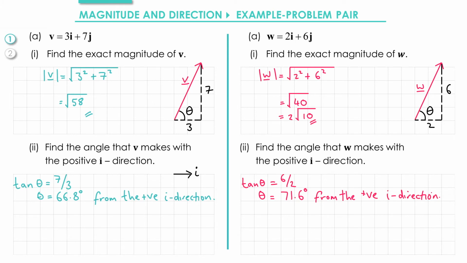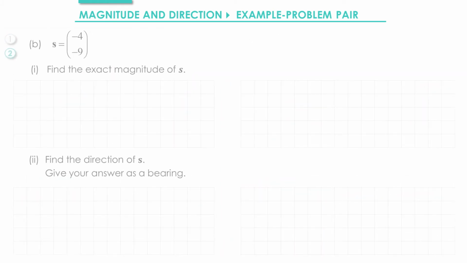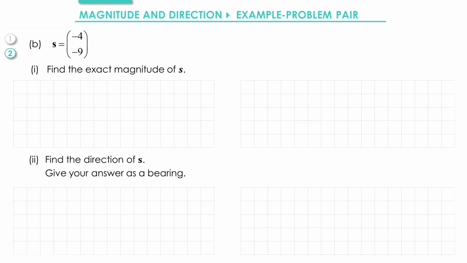Okay, let's take a look at part B then. Right, in part B, we have a similar kind of situation, but this one does require a little bit more thinking. We have the vector s, which is -4, -9. So that means we're going to draw our vector travelling in the negative i direction and the negative j direction. We're travelling 9 units down and 4 units across. We won't mark our angle in yet because that will require a little bit more thinking later.